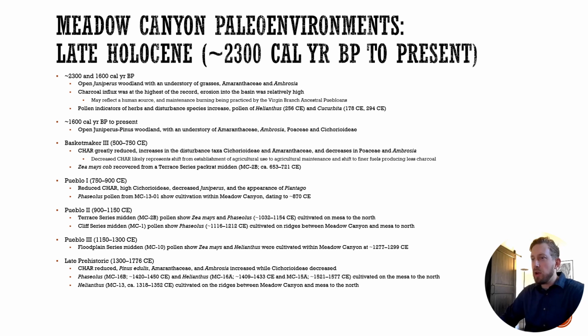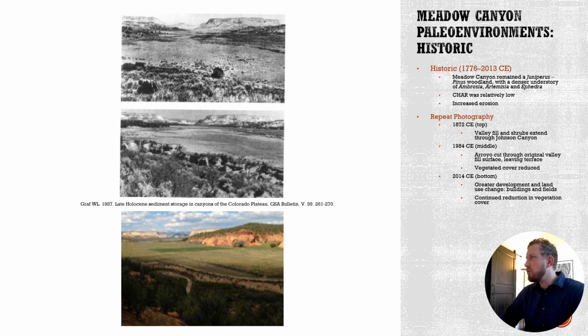And during the late prehistoric, char was reduced, pinyon pine increased, while disturbance plants decreased. You have bean and helianthus cultivated on the mesa to the north, and helianthus cultivated on ridges between Meadow Canyon and the mesa to the north. Historically, Meadow Canyon remained a juniper-pinyon woodland with a denser understory. Charcoal influx was relatively low, and there was increased erosion.